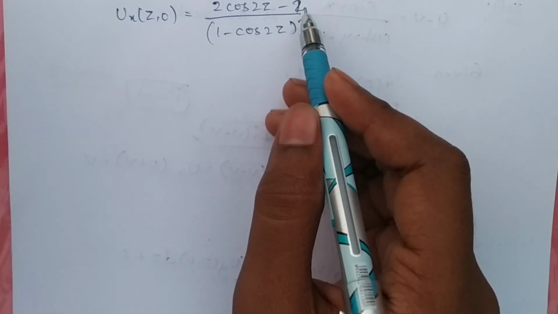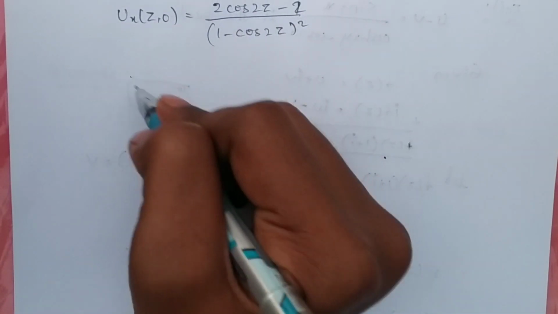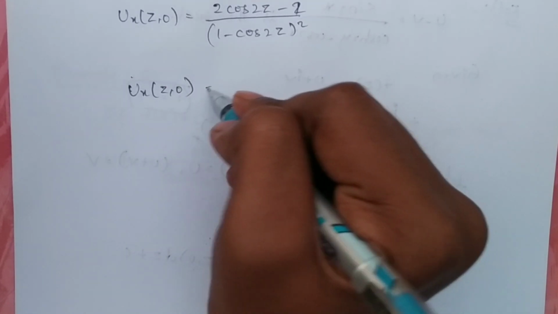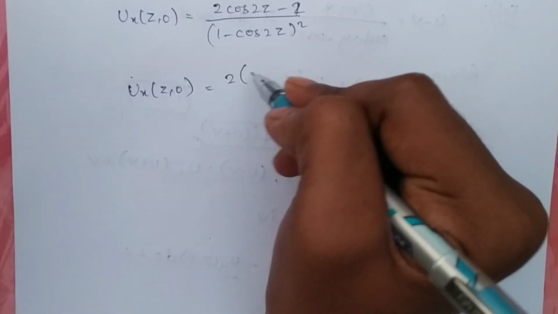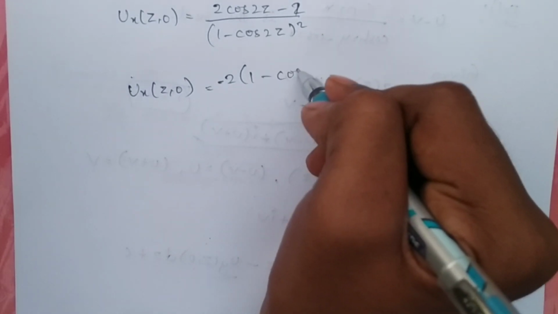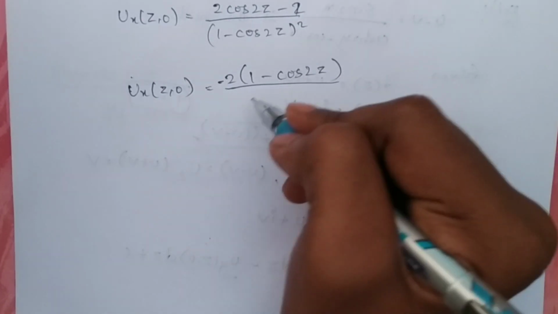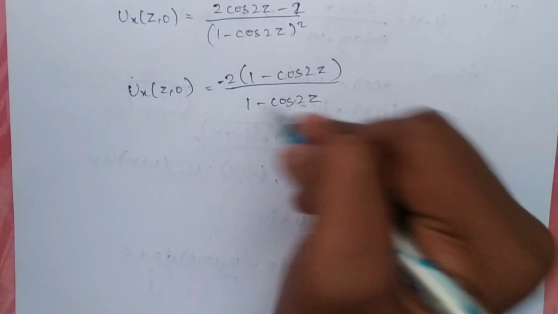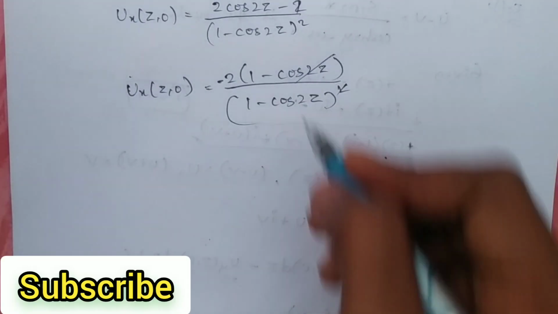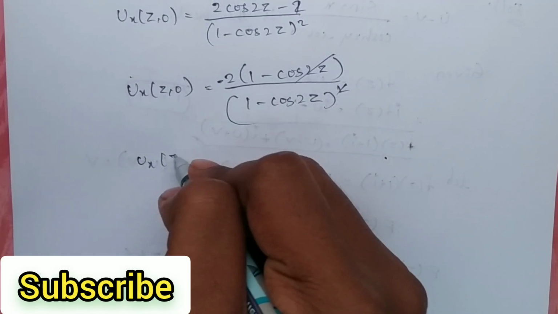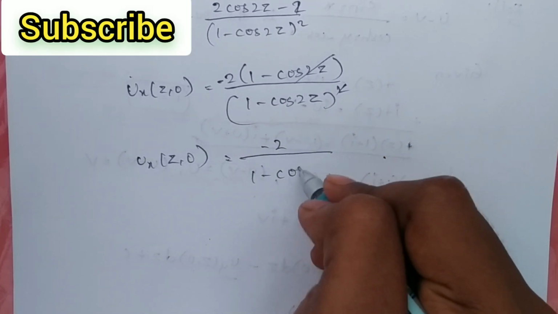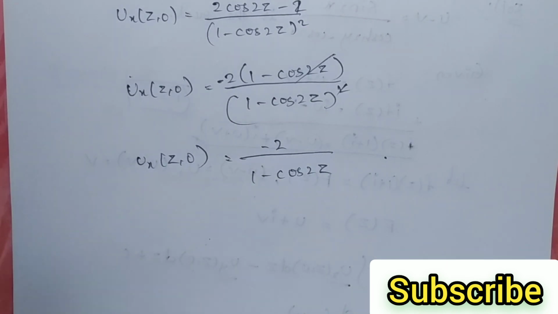If we take 2 common from the above equation, then the numerator, ux at z comma 0, will become 2 into minus 2 we are taking common, so minus 2 into 1 minus cos 2z by 1 minus cos 2z whole square. Numerator and the denominator square will be cancelled, and the value of ux at z comma 0 is minus 2 by 1 minus cos 2z.